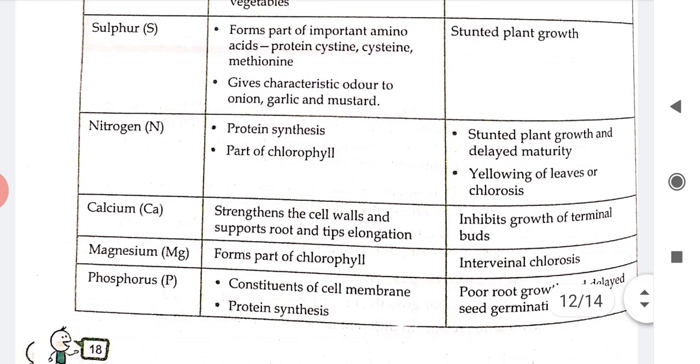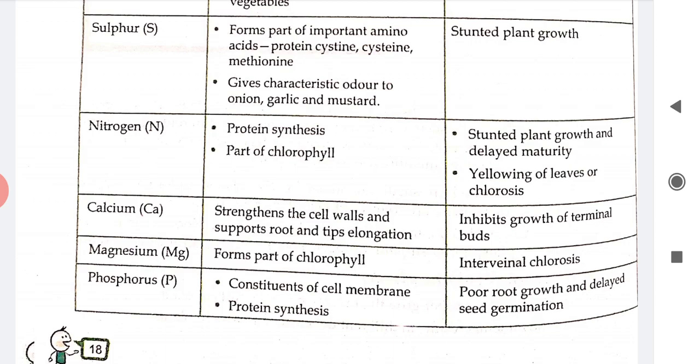Now we have sulfur. Okay, sulfur forms part of important amino acids, cysteine and methionine. You know that amino acids are the building blocks of protein. So it forms part of protein. Now second one is, it gives characteristic odor to onion, garlic and mustard. Yes, due to the presence of sulfur, the onion, garlic and mustard have a specific odor. Okay, that means a specific smell.